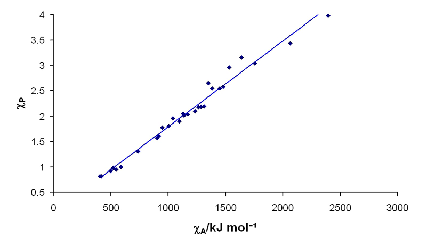Topic: Sanderson electronegativity equalization. R.T. Sanderson has also noted the relationship between Mulliken electronegativity and atomic size, and has proposed a method of calculation based on the reciprocal of the atomic volume. With a knowledge of bond lengths, Sanderson's model allows the estimation of bond energies in a wide range of compounds.